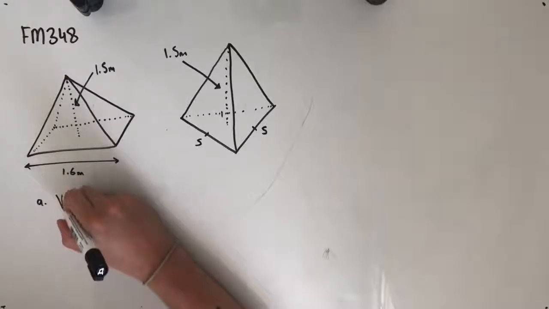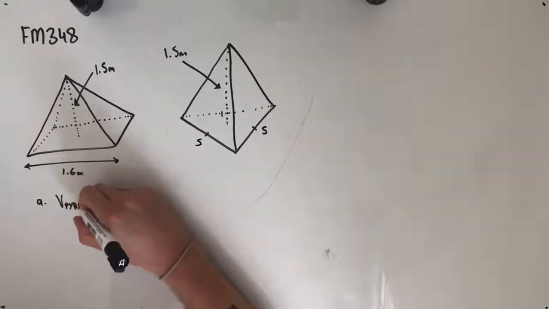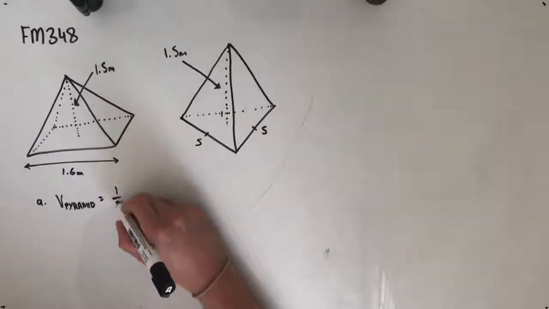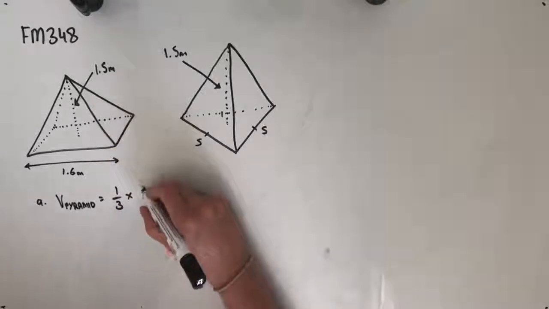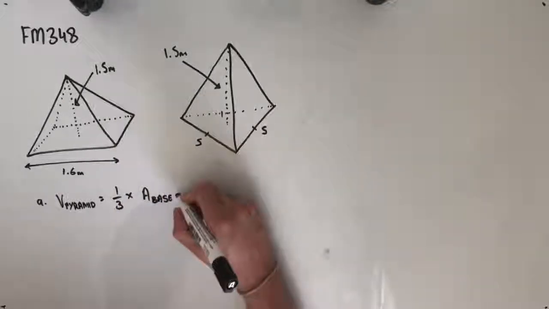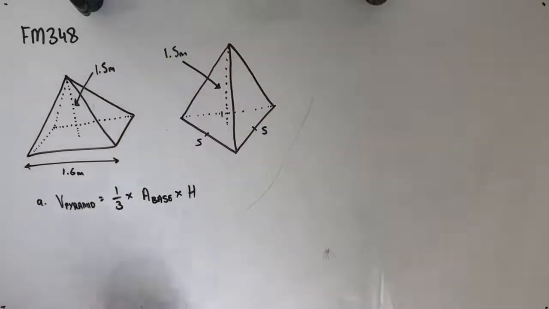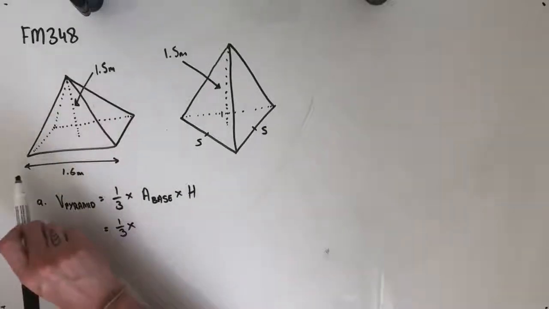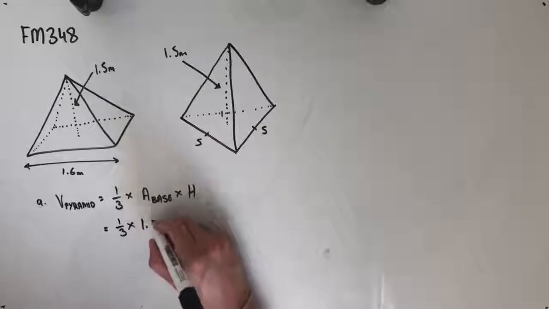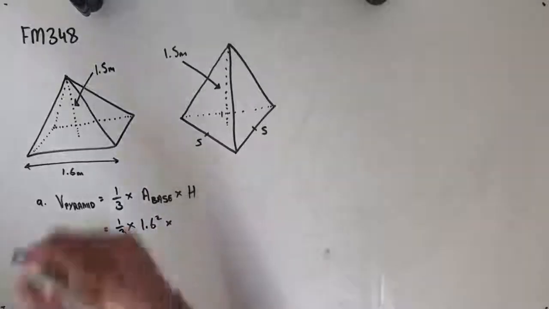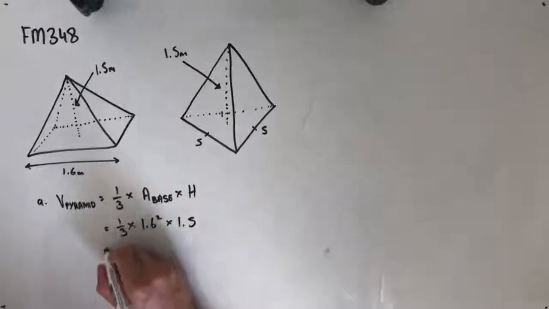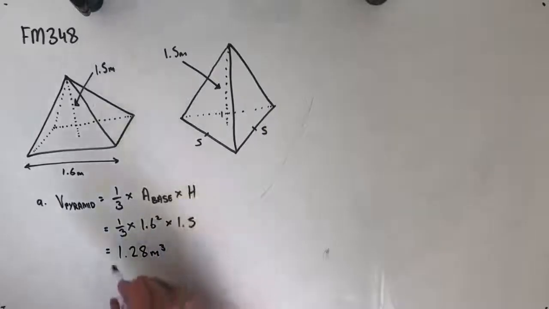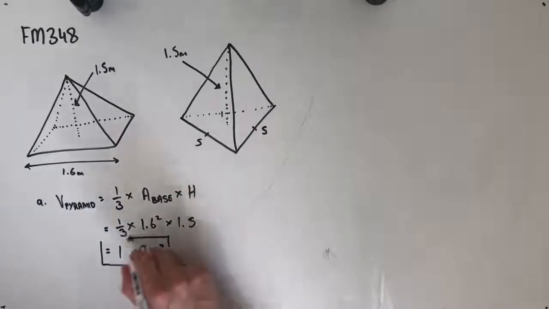So we're being asked to find the volume of the square-based pyramid on the left, which we can do by using the formula for the volume of a pyramid, which is 1/3 times the area of the base times height. Substituting our known values, we get 1/3 times the area of the base, which, since this is a square, is just 1.6 squared, and the height, we've been told, is 1.5 meters. Putting all of that into a calculator, we should get an answer of 1.28 meters cubed for the volume of that square-based tent.